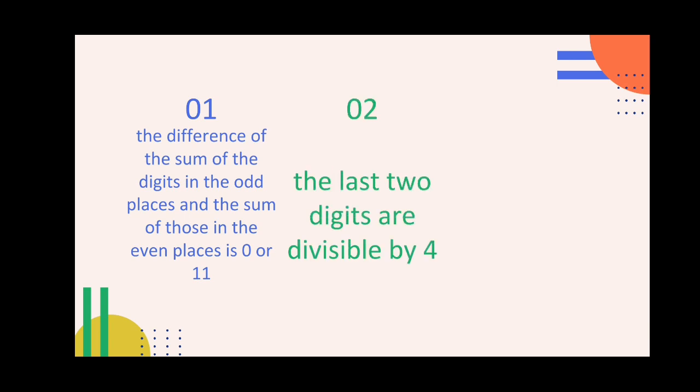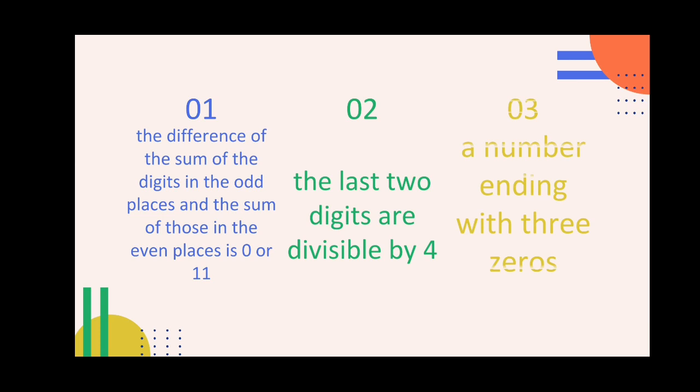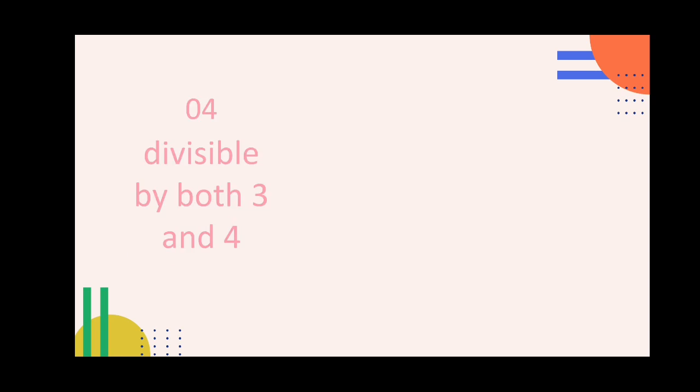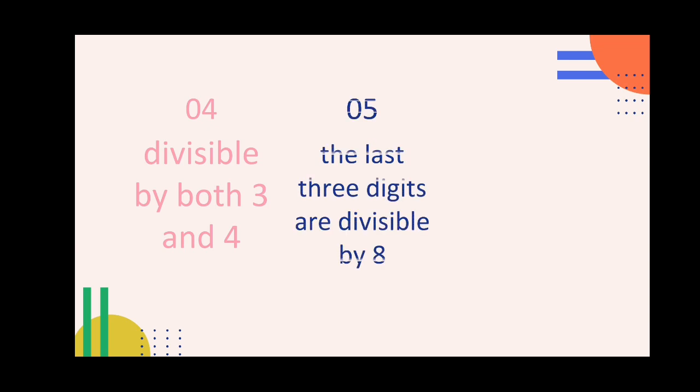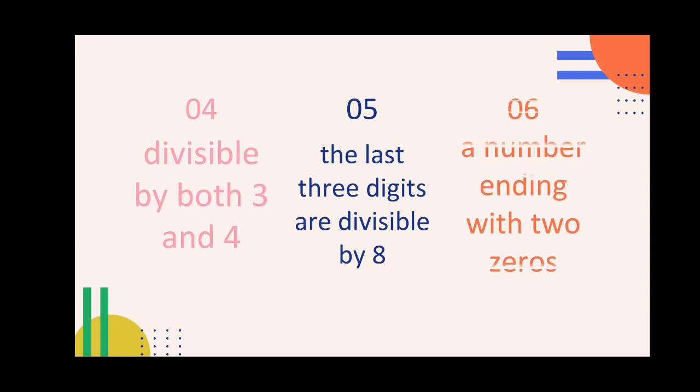Number 2, the last two digits are divisible by 4. Number 3, a number ending with 3 zeros. Number 4, divisible by both 3 and 4. Number 5, the last 3 digits are divisible by 8. And number 6, a number ending with 2 zeros.